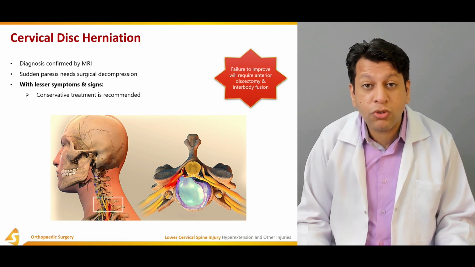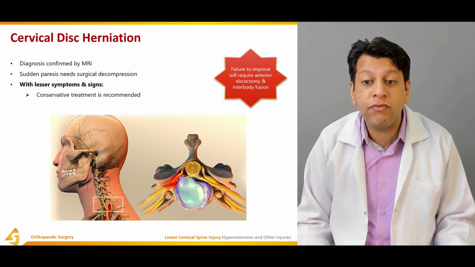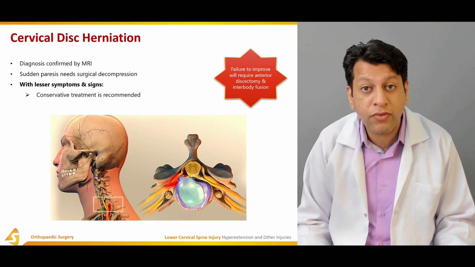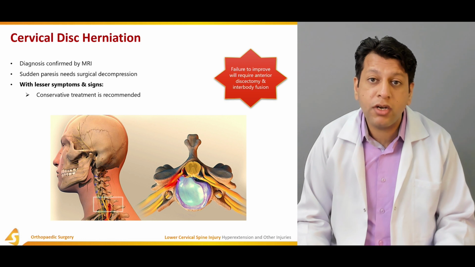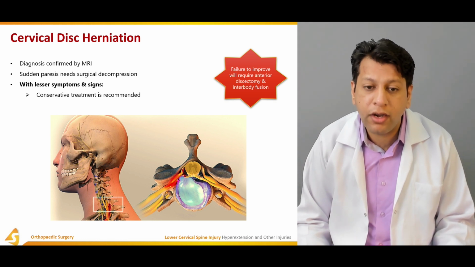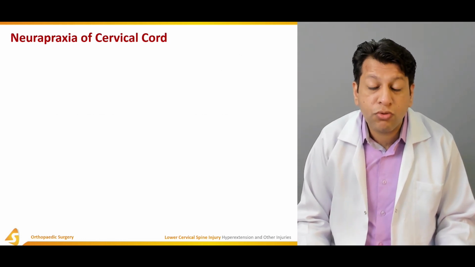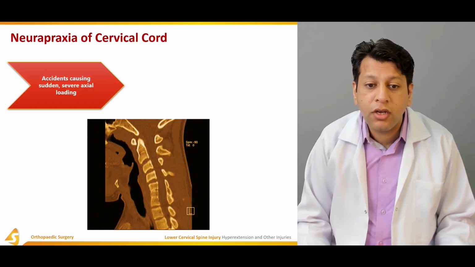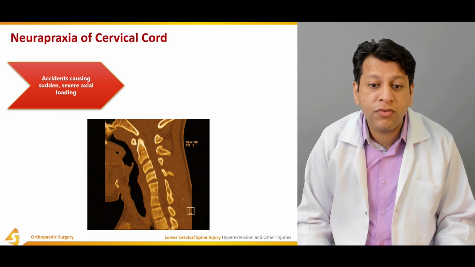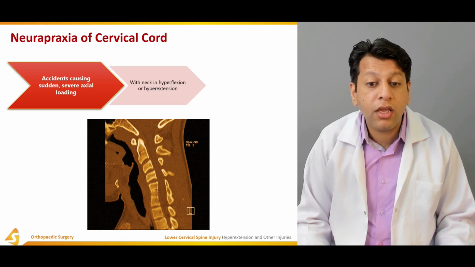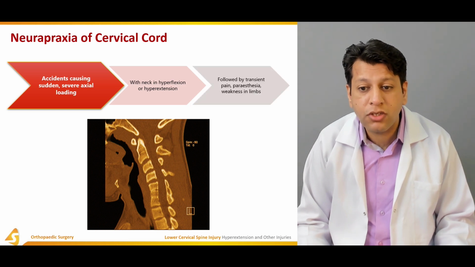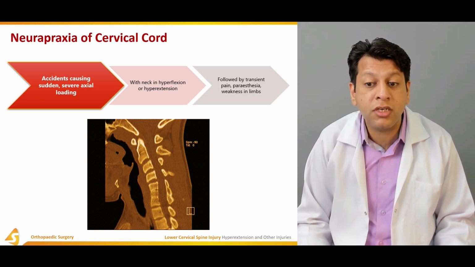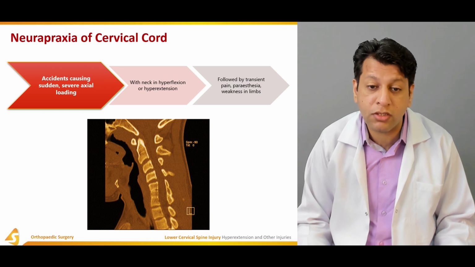Surgical stabilization is also indicated if the patient fails to improve, and may require anterior discectomy and interbody fusion as well. And whenever we are dealing with the disc, we have to go through the anterior approach. This could also be associated with neuropraxia of the cervical cord. Usually accidents causing sudden severe axial loading could lead to ligamentous sprain. With the neck in hyperflexion and hyperextension, injuries could be followed by transient pain, paresthesias, and weakness in the limb.